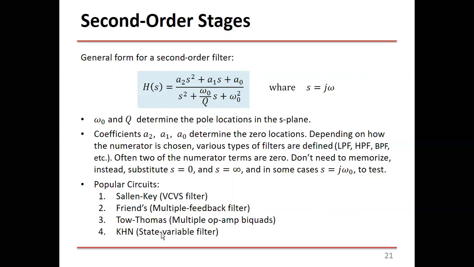We will study these four implementations of the approximations. Sallen-Key, or voltage controlled voltage source, is an alternative name. Friend, or multiple feedback filter. Tow-Thomas, or multiple op-amp biquads. KHN, the first letters of the names of the three people who invented it, and the alternative name is the state variable. These are the names of the people who invented these filters, along with the common or alternative names. So we're going to start doing this next time.